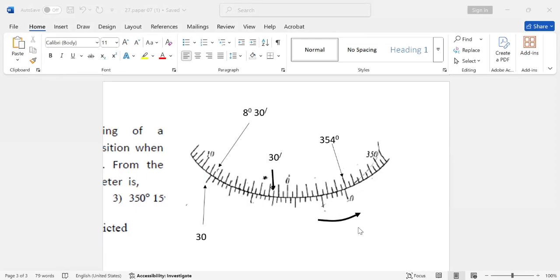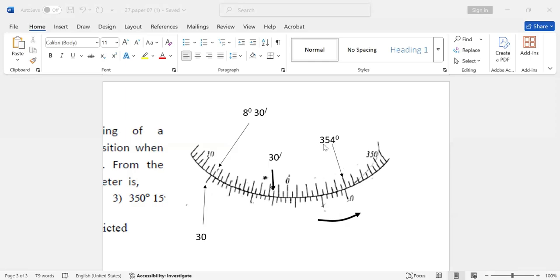You can observe that there are 30 vernier divisions in the vernier scale, and then you need to identify how many main scale divisions coincide with this vernier scale. The main scale is calibrated in half degree divisions. To identify this, you need to rotate this vernier scale until the vernier 0 division aligns with the 354 main scale division.